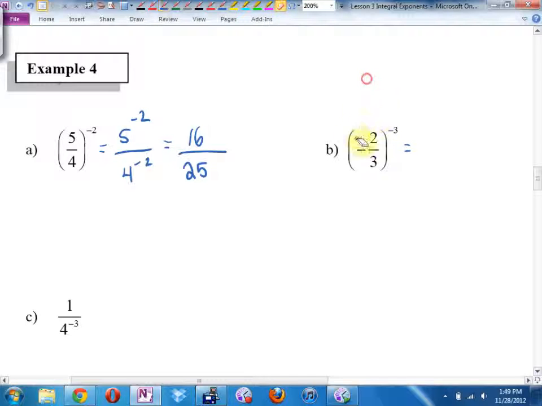So, Alon, what I'm going to do is I'm going to say to myself, look, I know this. Yay! I wrote something down. It's no longer blank. And I would have 2 to the negative 3 all over 3 to the negative 3 if I use my power to a power rule.